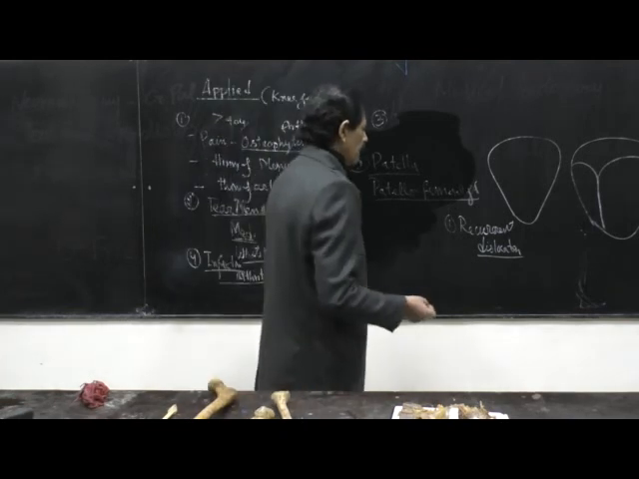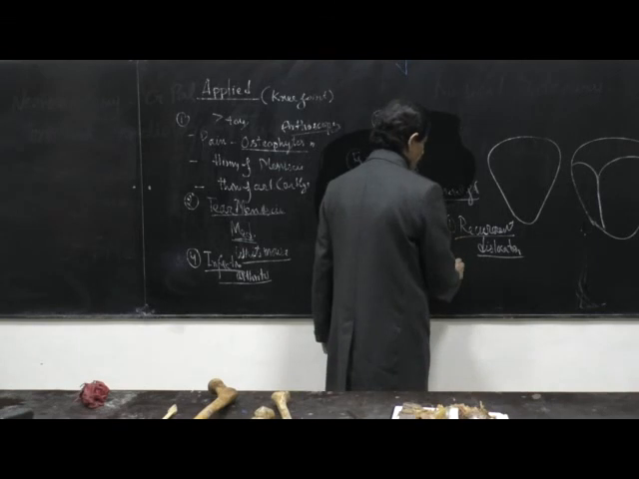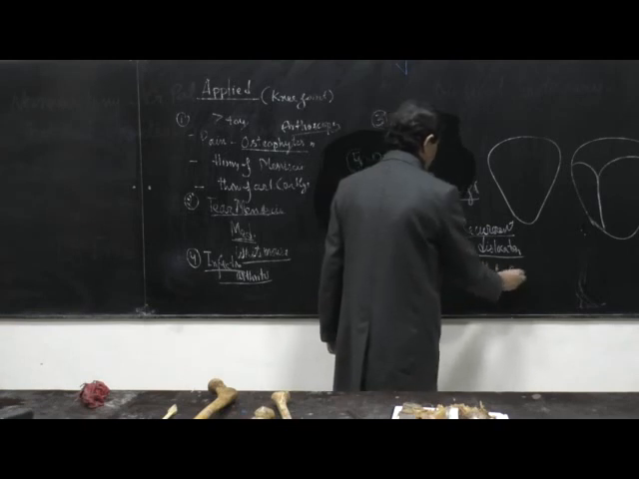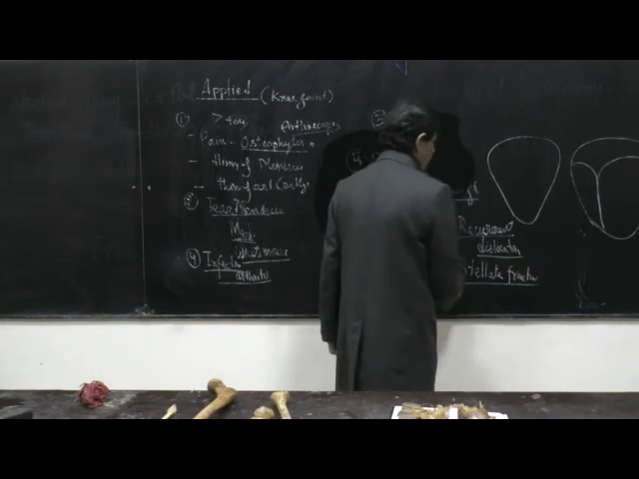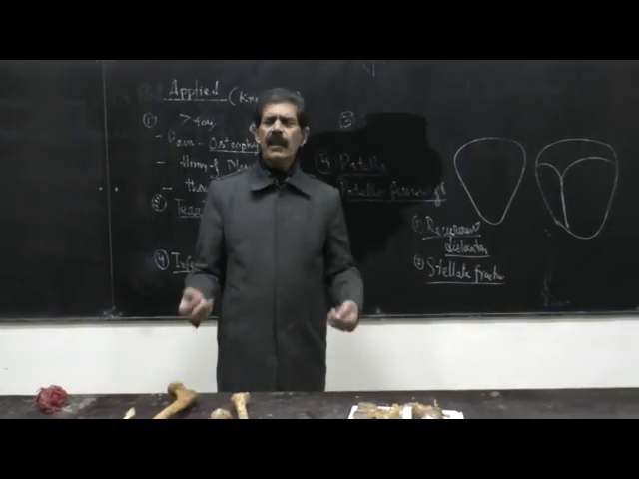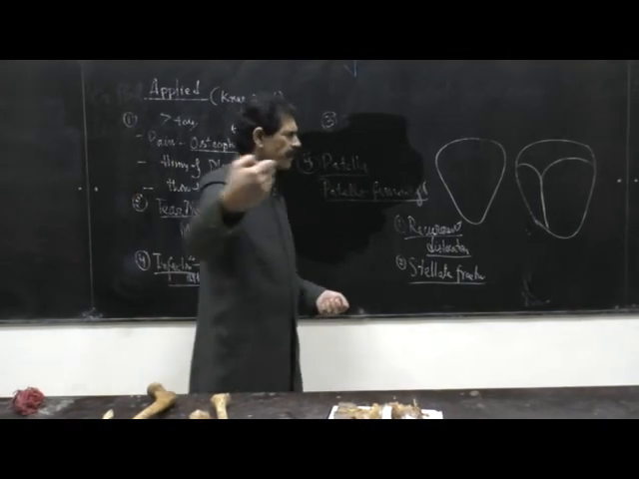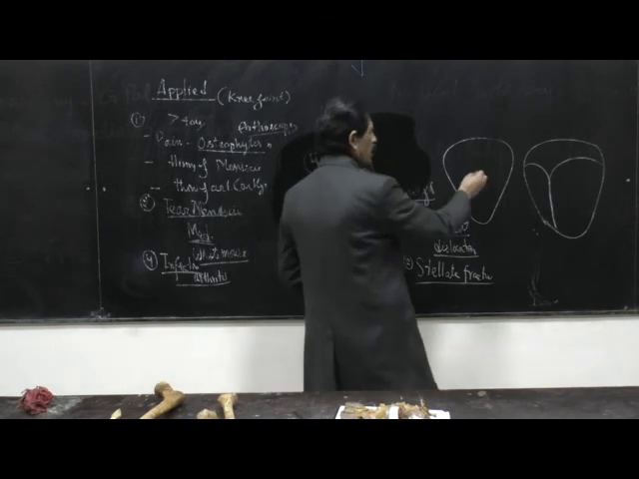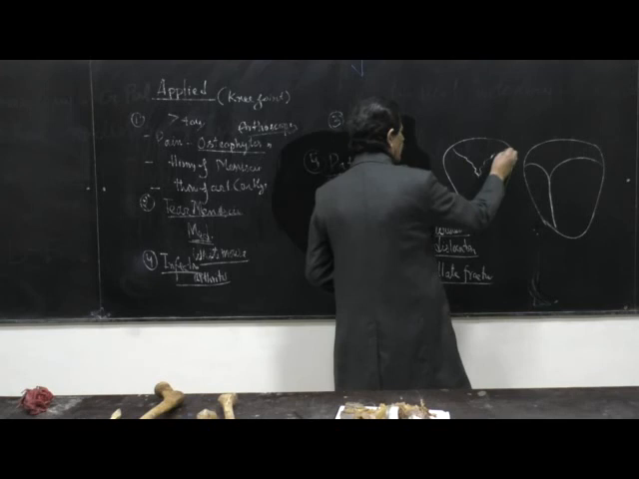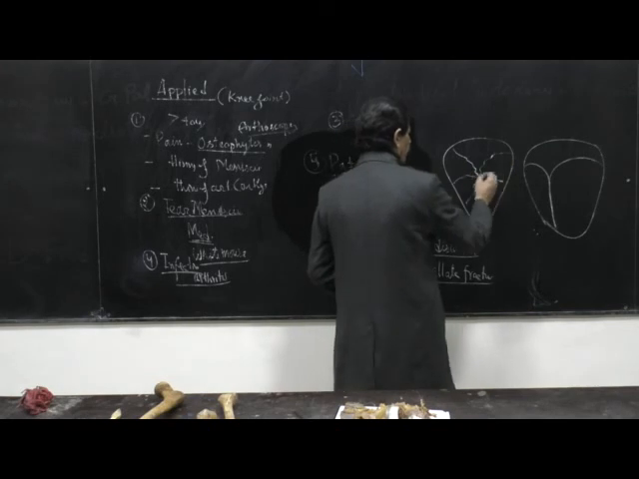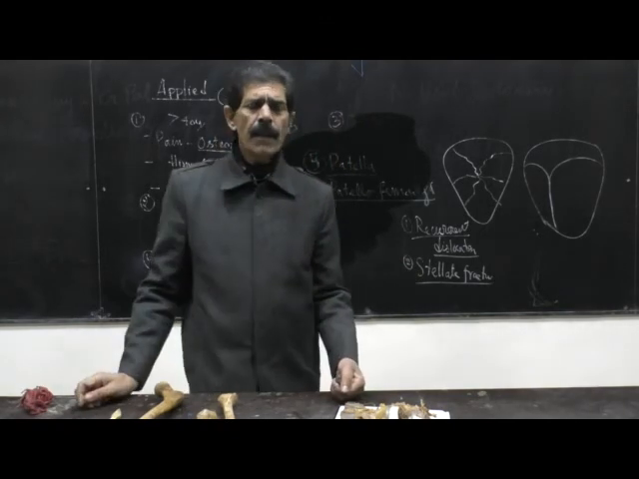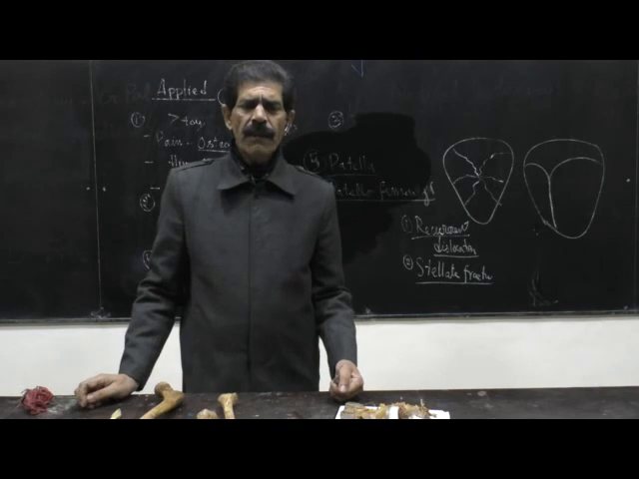Another problem of the patella is the stellate fracture. Stellate, as the name suggests, means star shape. So whenever there is a front impact on the knee joint, the patella is fractured like this. So this is called the star-shaped fracture, that is called the stellate fracture of the knee joint or the patella.